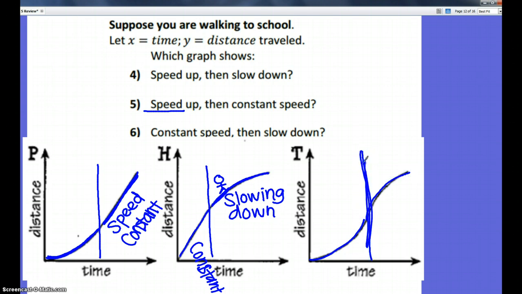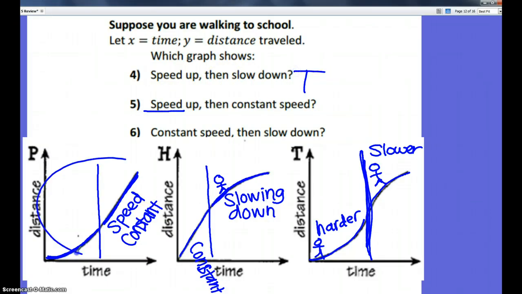So if we split this graph up, harder to climb up, but then over here, you're going to start getting easier, so slower speed. Okay, so now we can just match these up again. So number 4, or speed up then slow down, matches with T. Speed up constant is this one, P. And then constant and then slowing down, that's H.